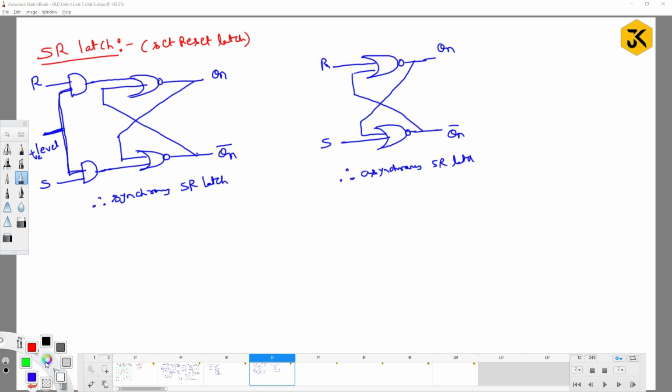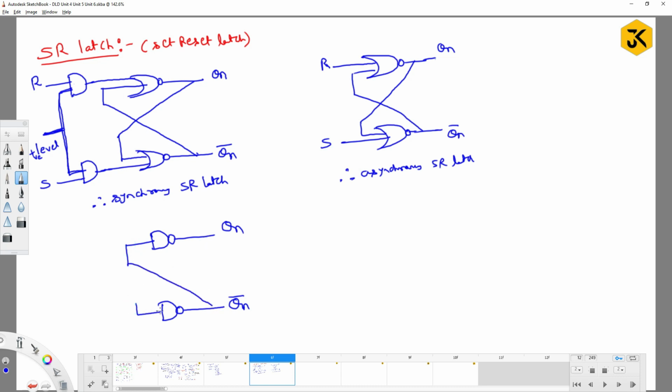Guys, can I write the same thing in another manner? How can you write it? Can I do it with the help of NAND gates? Yes or no? I can do it with the help of NAND gates. This is Qn and this will also be Qn bar, and this input I am going to pass from here, and this input from this particular location.